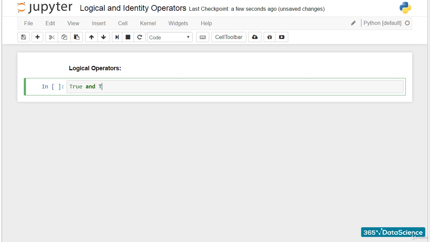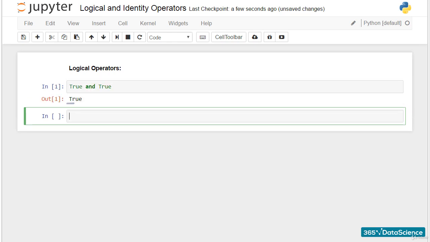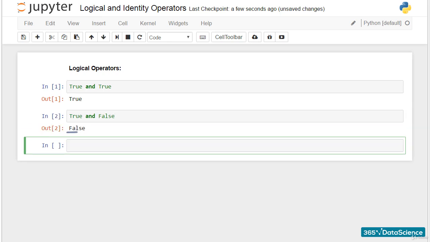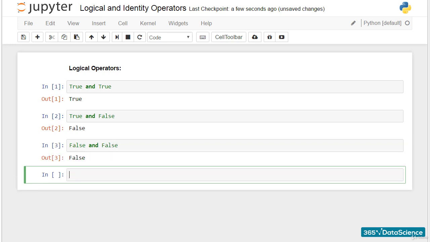True and true will result in true, while true and false gives an answer, false. False and false will naturally bring us to false. Okay.